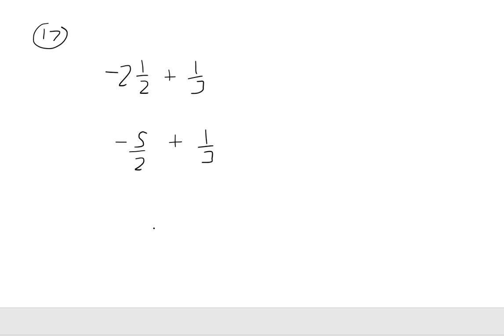Our common denominator in this case would be a 6. To get from 2 to 6, we had to times by 3, so we have to times the top by 3. That would be 15. Remember, this is a negative. Plus, to get from 3 to 6, we had to times by 2, so we times the top by 2. That gives us 2. The bottom stays the same. And negative 15 plus 2 is a negative 13.